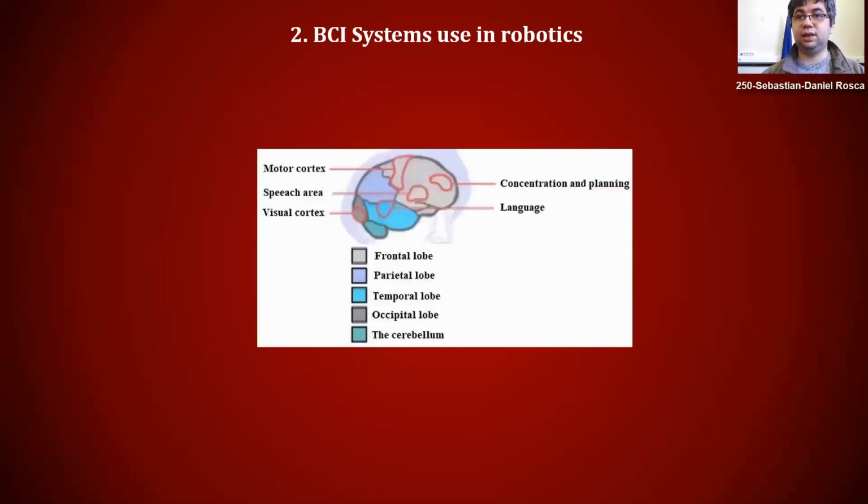BCI systems are classified according to how the electroencephalogram signals are obtained as endogenous, based on motor imagery produced in the motor cortex, and exogenous, known as visual evoked potentials, produced in the visual cortex.